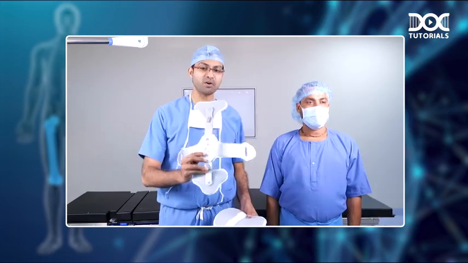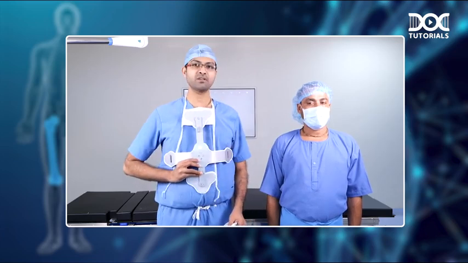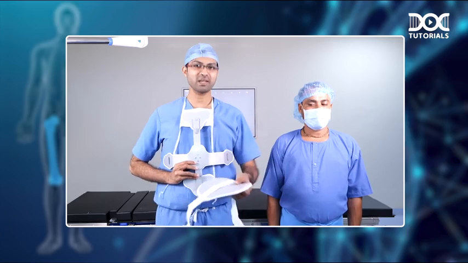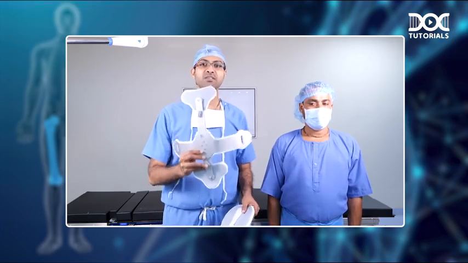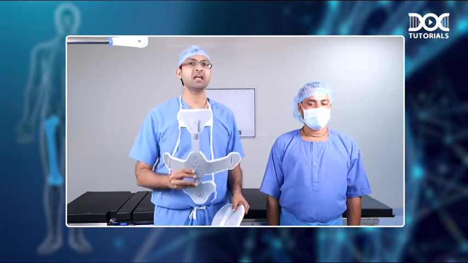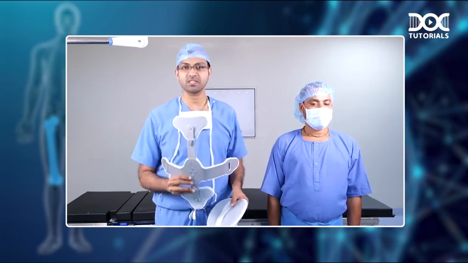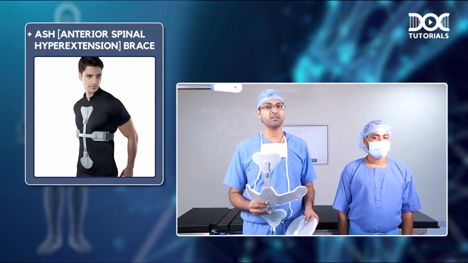Now can you tell me what brace this is? This looks like a cross and it goes in the front of the body like this. It might look like some kind of a chest brace or a rib belt, but it's not the case. It is actually a type of spine brace, which is called the anterior spinal hyperextension brace, or ASH brace. ASH, anterior spinal hyperextension brace.